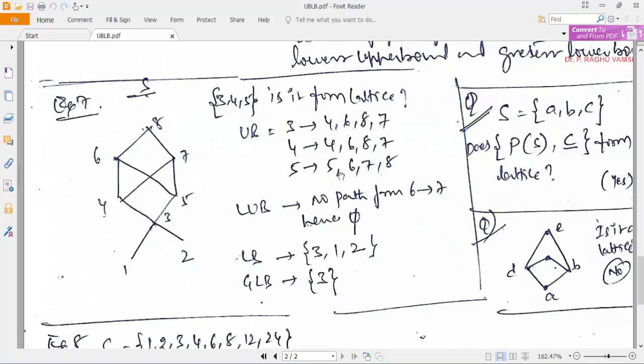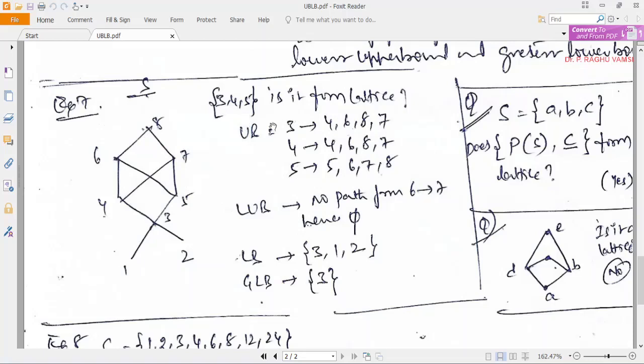From 5, 5, 6, 8, 7 can be reached. From 3, you can also include 3 here: 3, 4, 6, 8, 7. But from 3, 4, 5, what are the common elements? If you look, 6, 7, 8 are there. So 6, 7, 8 are the elements that can be reached from 3, 4, 5.